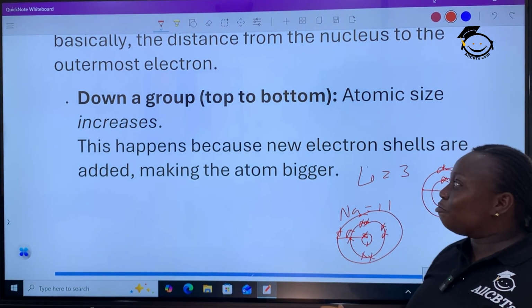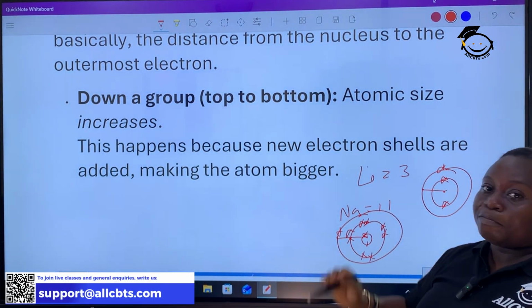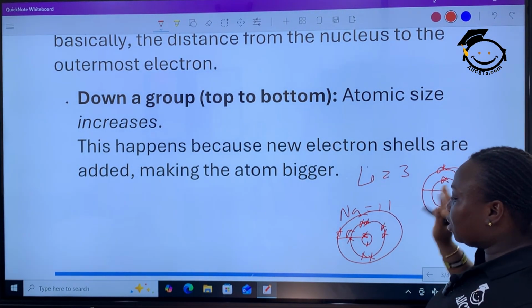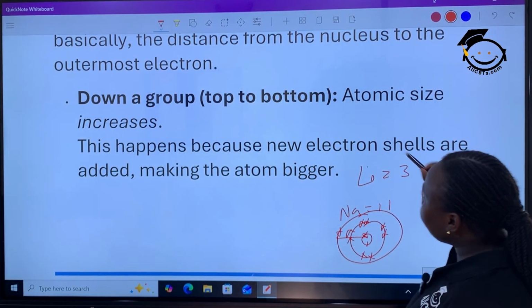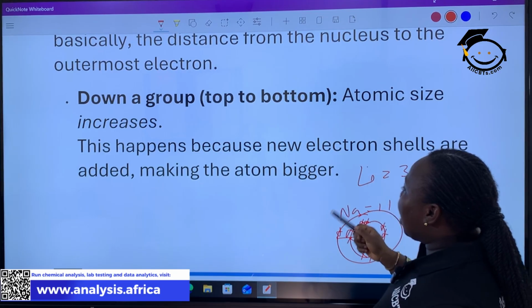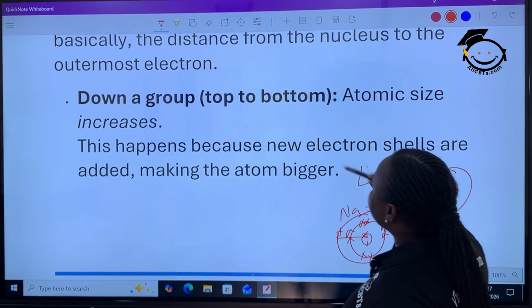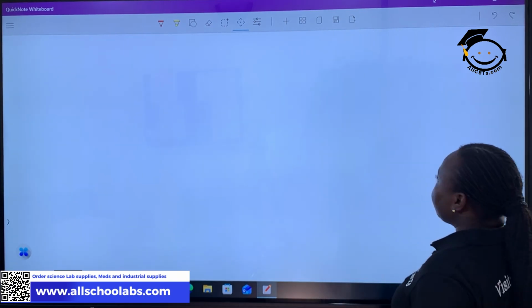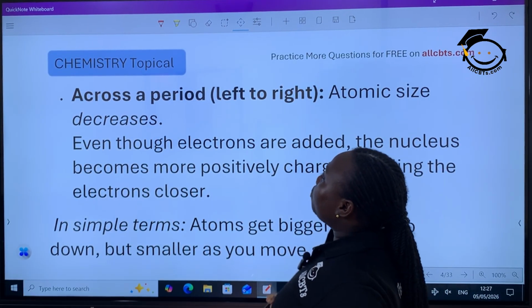This is the reason why we say down the group, the atomic radius increases. This is evidence of why it increases. This happens because new electron shells are added, making them bigger, as we have just seen. Now let's look at what happens across the period.